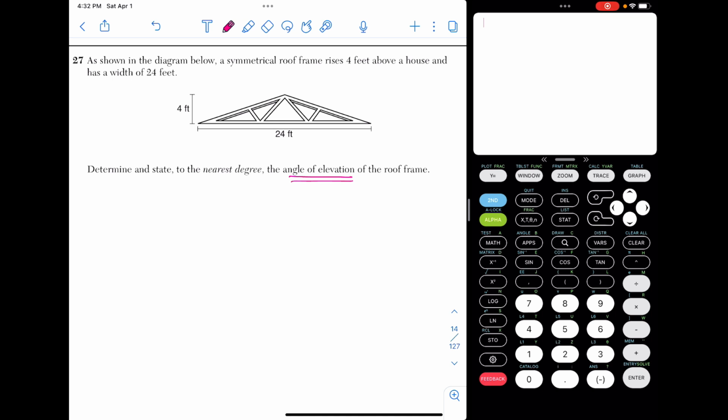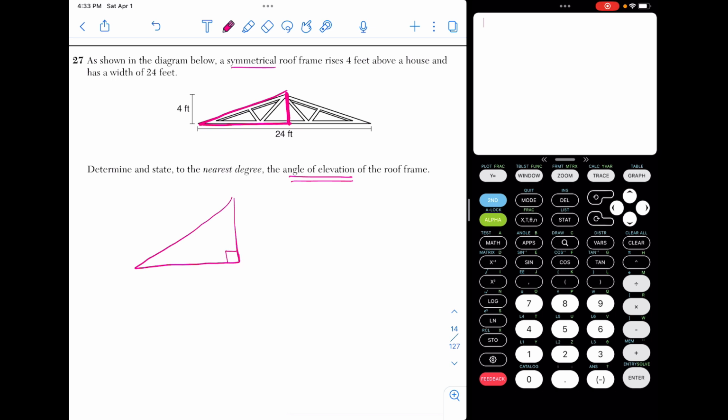So what I'm going to actually do in my picture here is split this roof frame down the middle, and this is where I get my right triangle from. This is why it gives us this hint in the problem that the roof frame is symmetrical, because now I can actually find the measurements. So I'm going to just redraw this picture off to the side here.